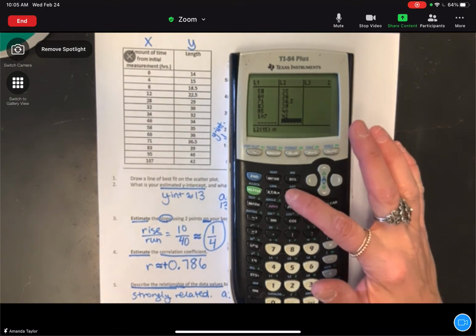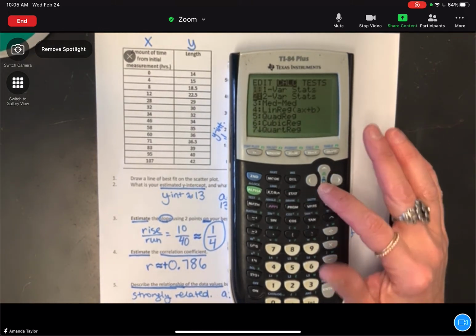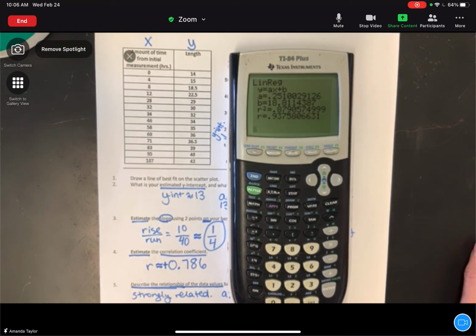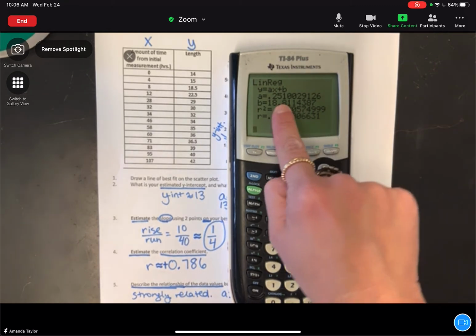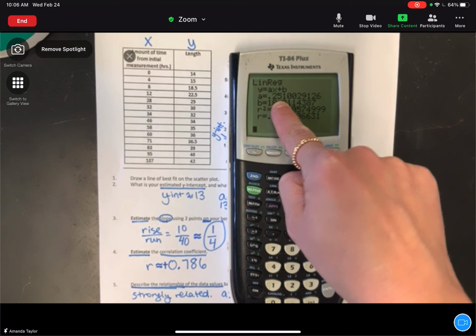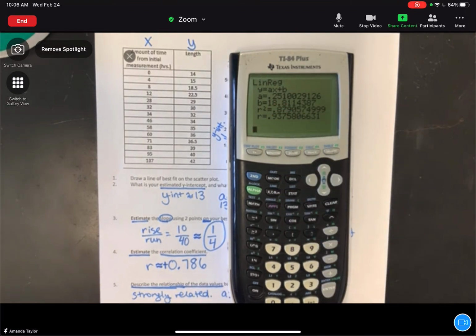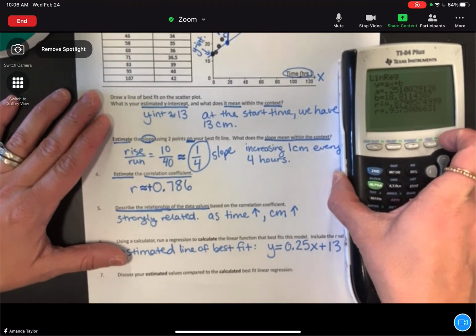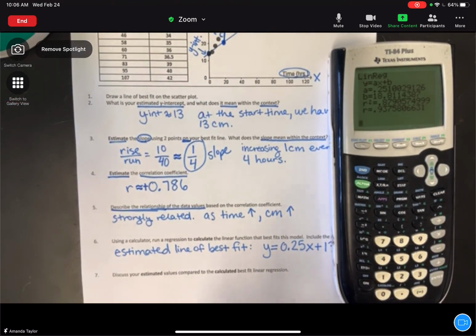Then I'm going to go back to stat and then calc, and I run number 4, which is a linear regression. Enter, enter. Whoa, would you look at that slope? What's the slope? Very big. No, 0.25. Our slope was 0.25. We estimated it correctly using our calculations.